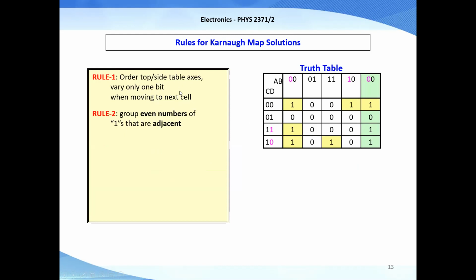So the first thing you do is order the tops and sides. Then you find groups of even numbers of ones that are adjacent.